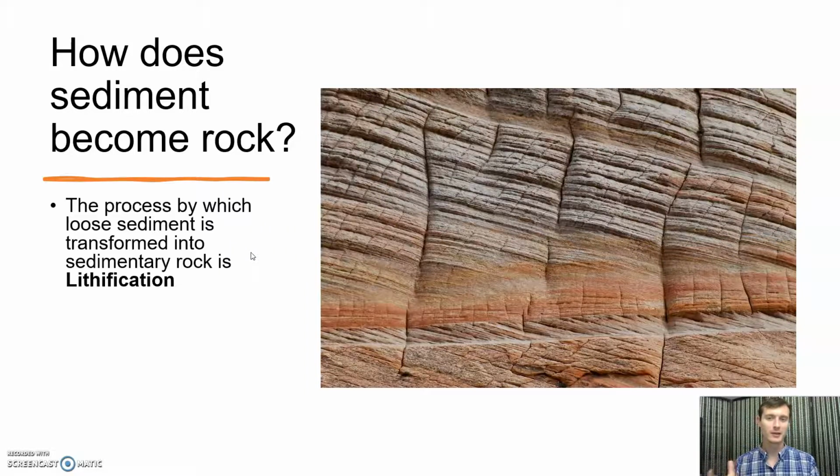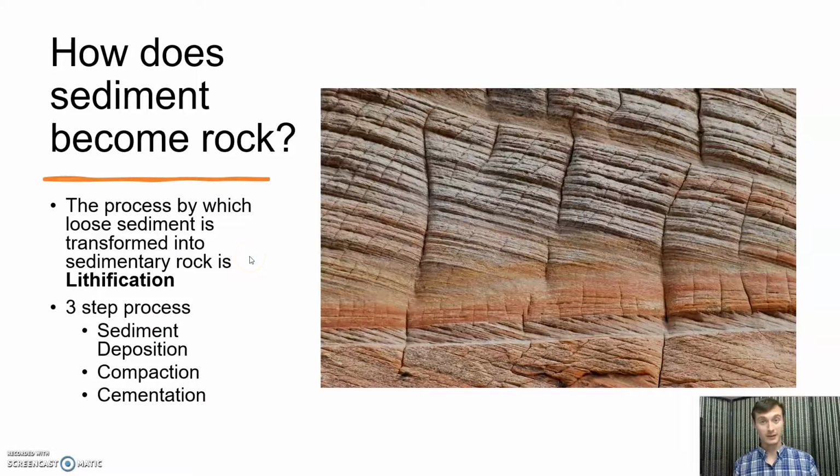Well, the process here of becoming rock is called lithification. Lith means rock. So we have 3 steps on the way to lithification. We deposit the sediment, like in the last section, and then we compact it, squeeze it together really hard, a lot of pressure, and then we have this process called cementation. So it's like cement. We have to put something in there that can actually glue the grains together.